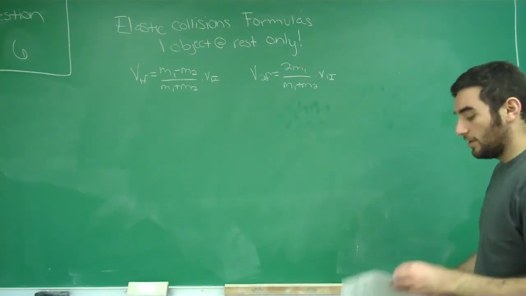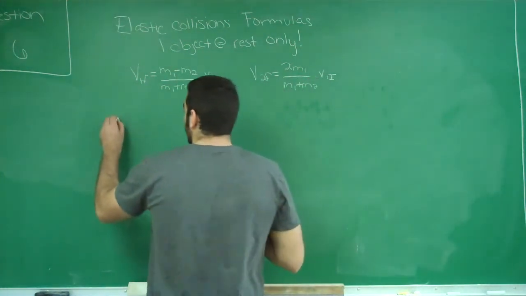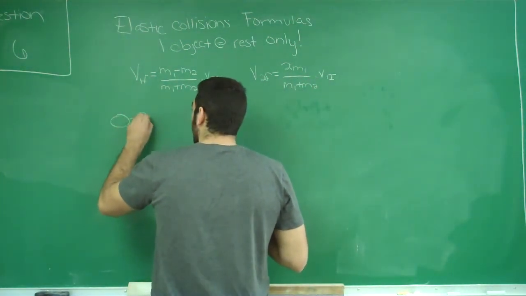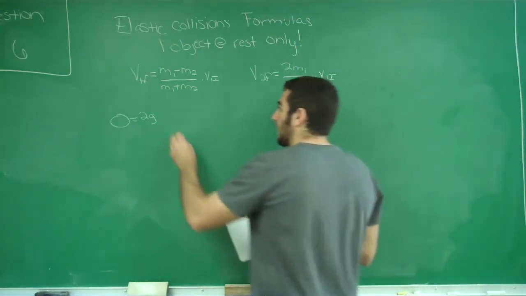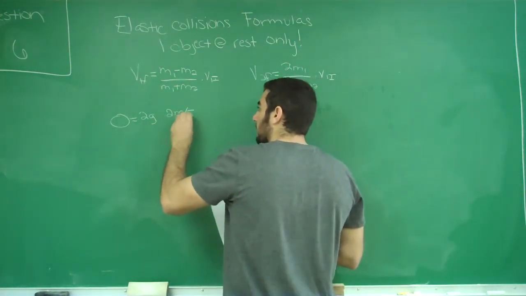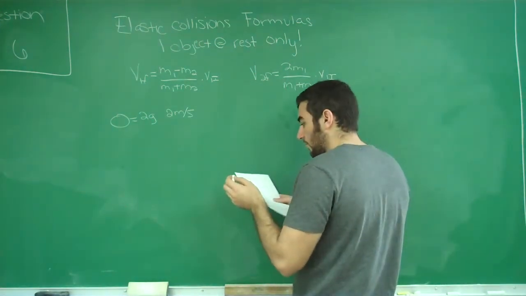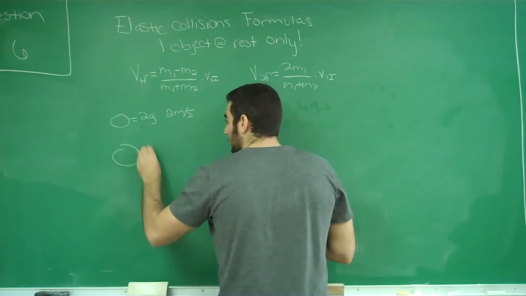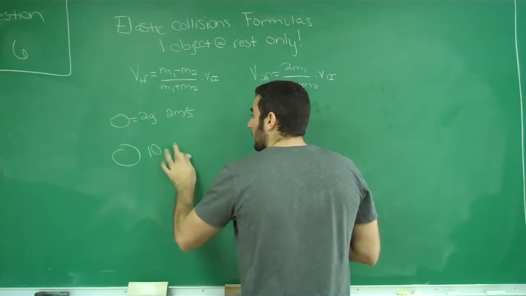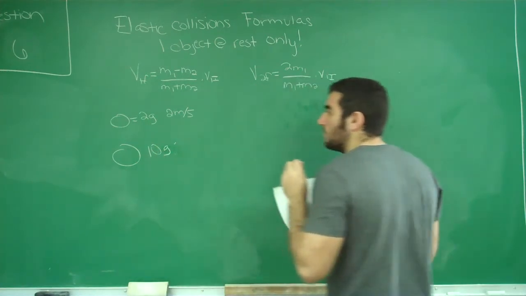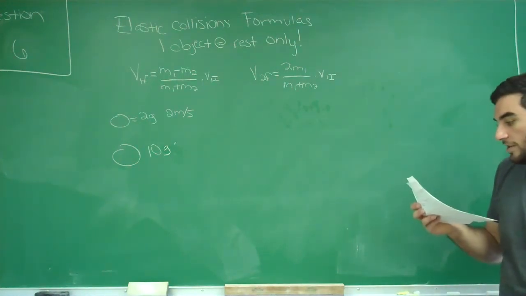So question 6 says, a ping pong ball of mass 2 grams traveling with a velocity of 2 meters per second collides with a stationary tennis ball that has a mass of 10 grams. So I just drew the tennis ball to be bigger, and these two, ping pong ball and tennis ball, end up crashing into each other.